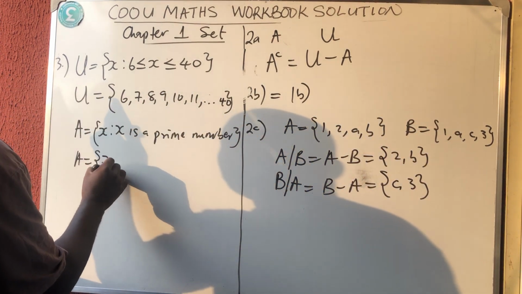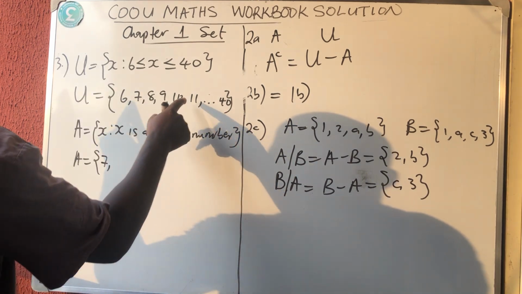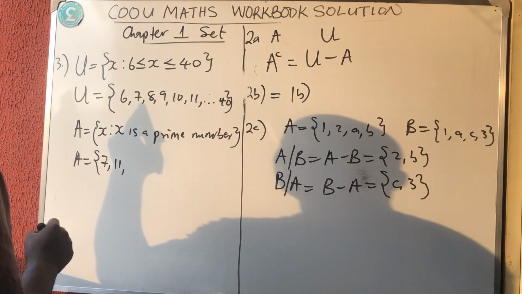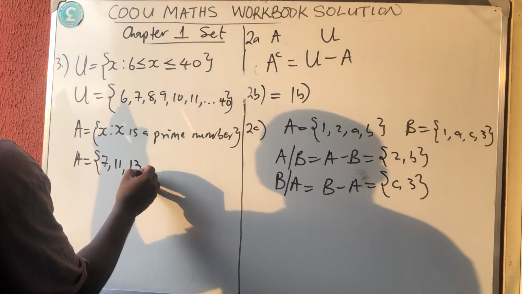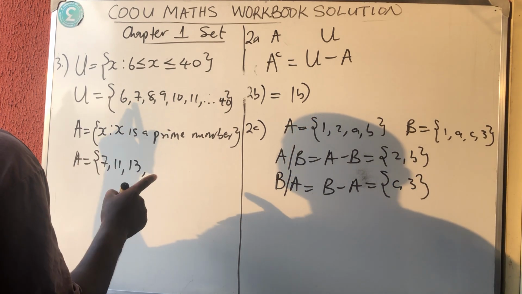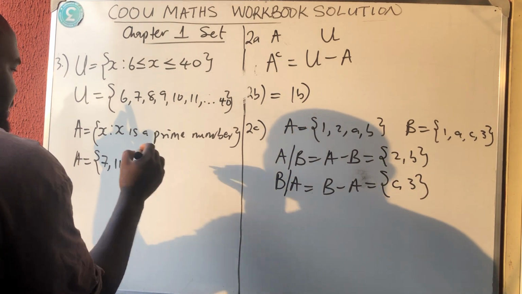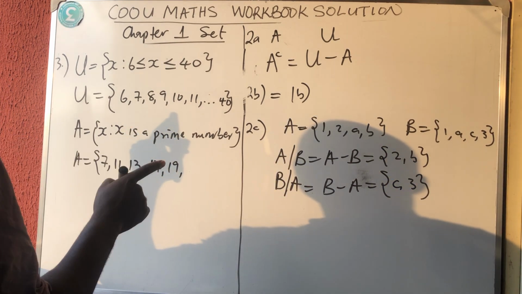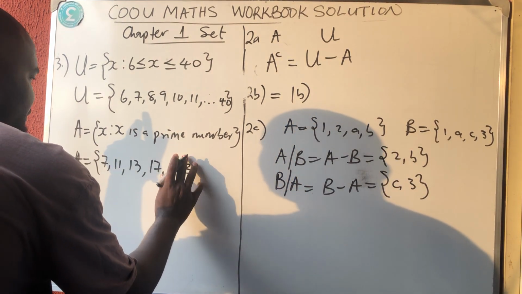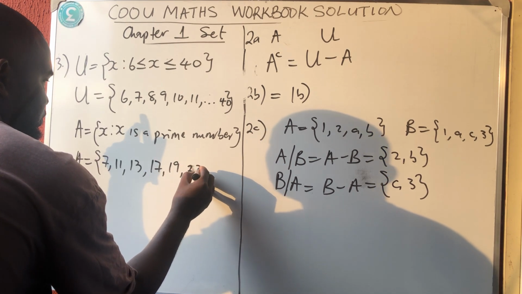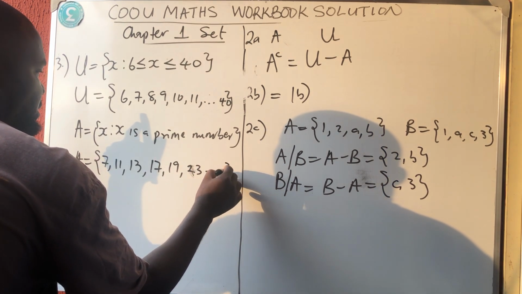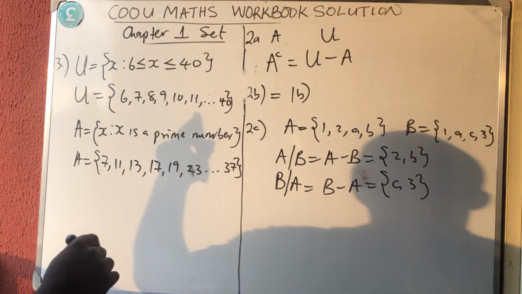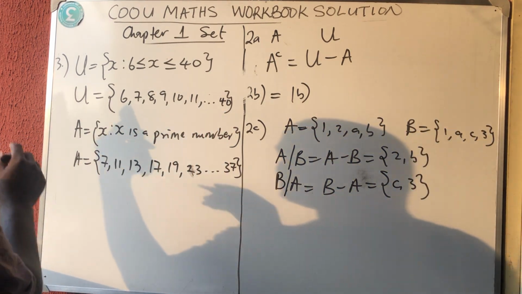Like 7, nothing can divide 7. 9, 3 can divide it, so it's not among them. 11, nothing can divide it. 13, nothing can divide it. 14, 15, 16, 17, nothing can divide 17. 18, 19, nothing can divide it. 20, 21, 22, 23, nothing can divide it. Till you get to maybe 37. I don't think anything can divide it. So complete your own. Okay, so the next one.